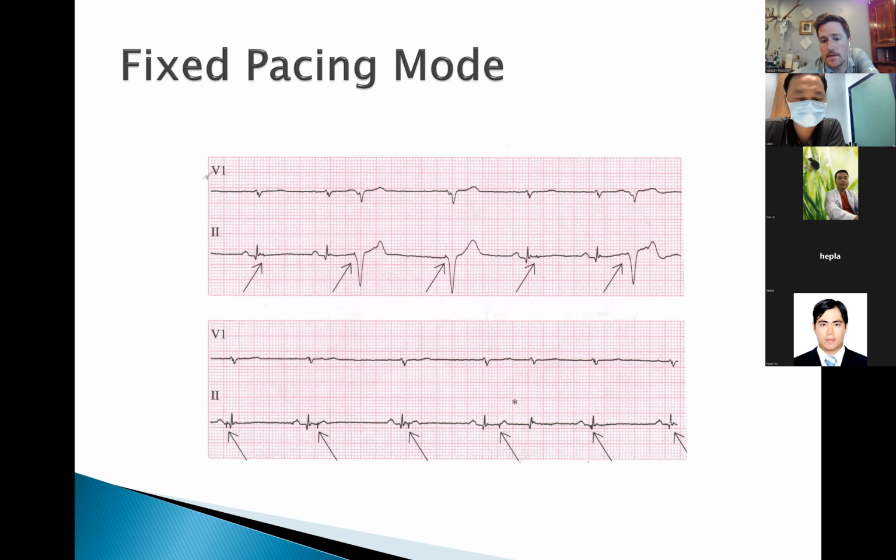So here's an example of fixed pacing mode. As you can see, we have a very regular fixed pacer spike in the EKG, indicated by the arrows. So this is a fixed pacing mode. It's going to deliver that at every interval that we see.